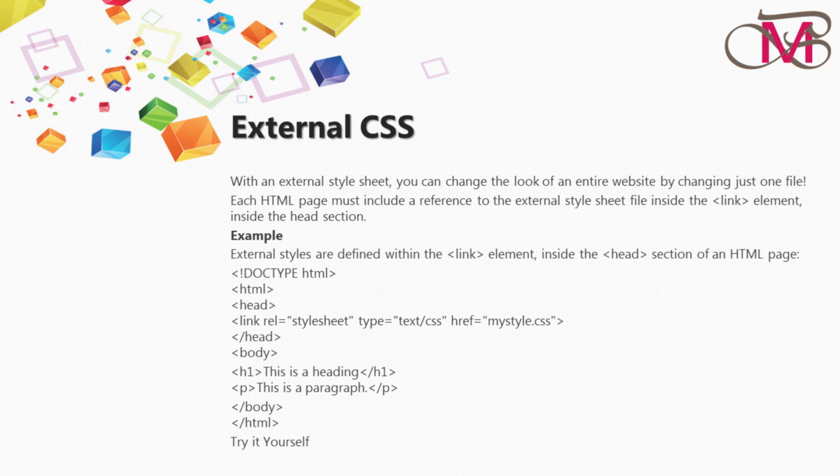External CSS. With an external style sheet, you can change the look of an entire website by changing just one file. Each HTML page must include a reference to the external style sheet file inside the link element inside the head section. Example. External styles are defined within the link element inside the head section of an HTML page.